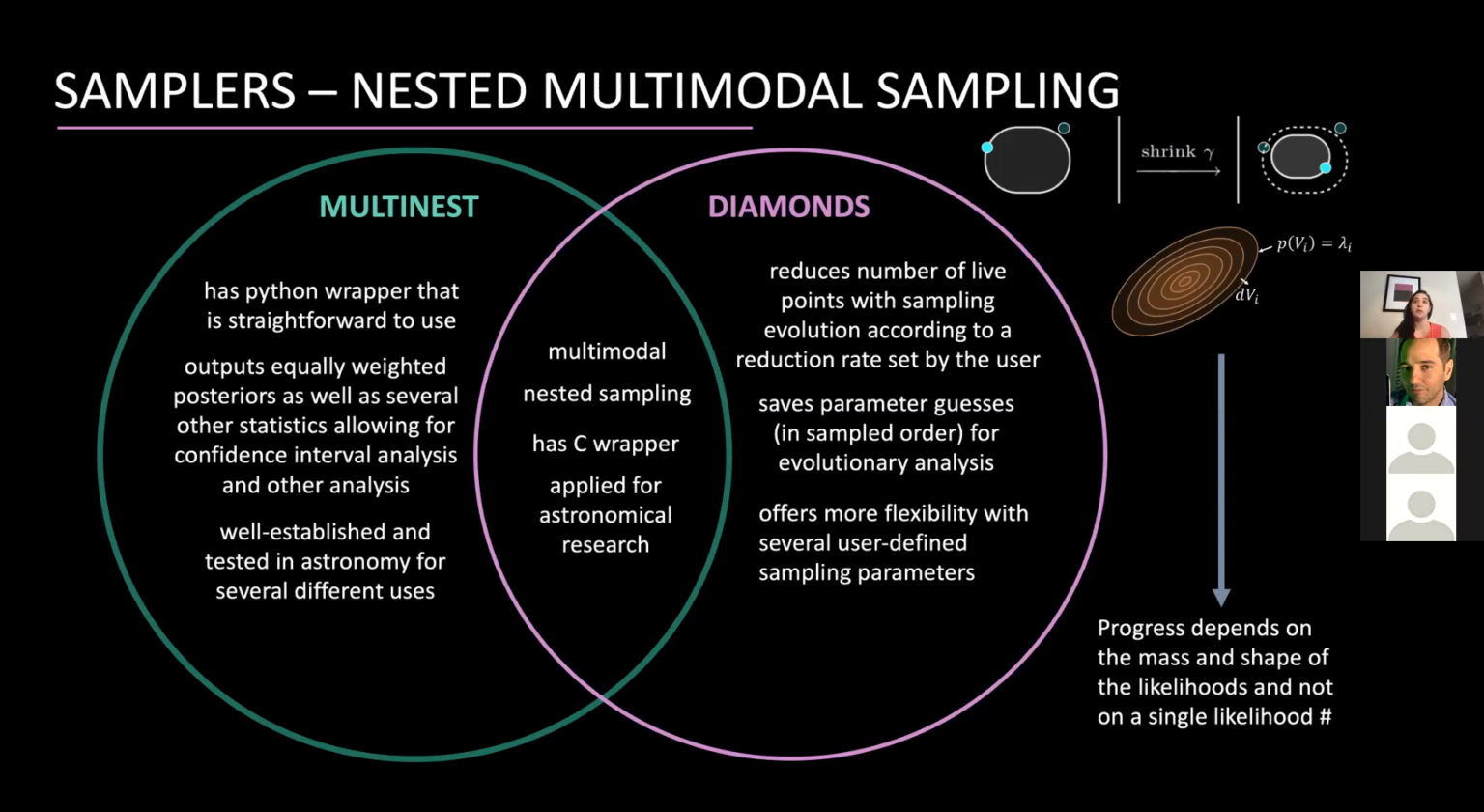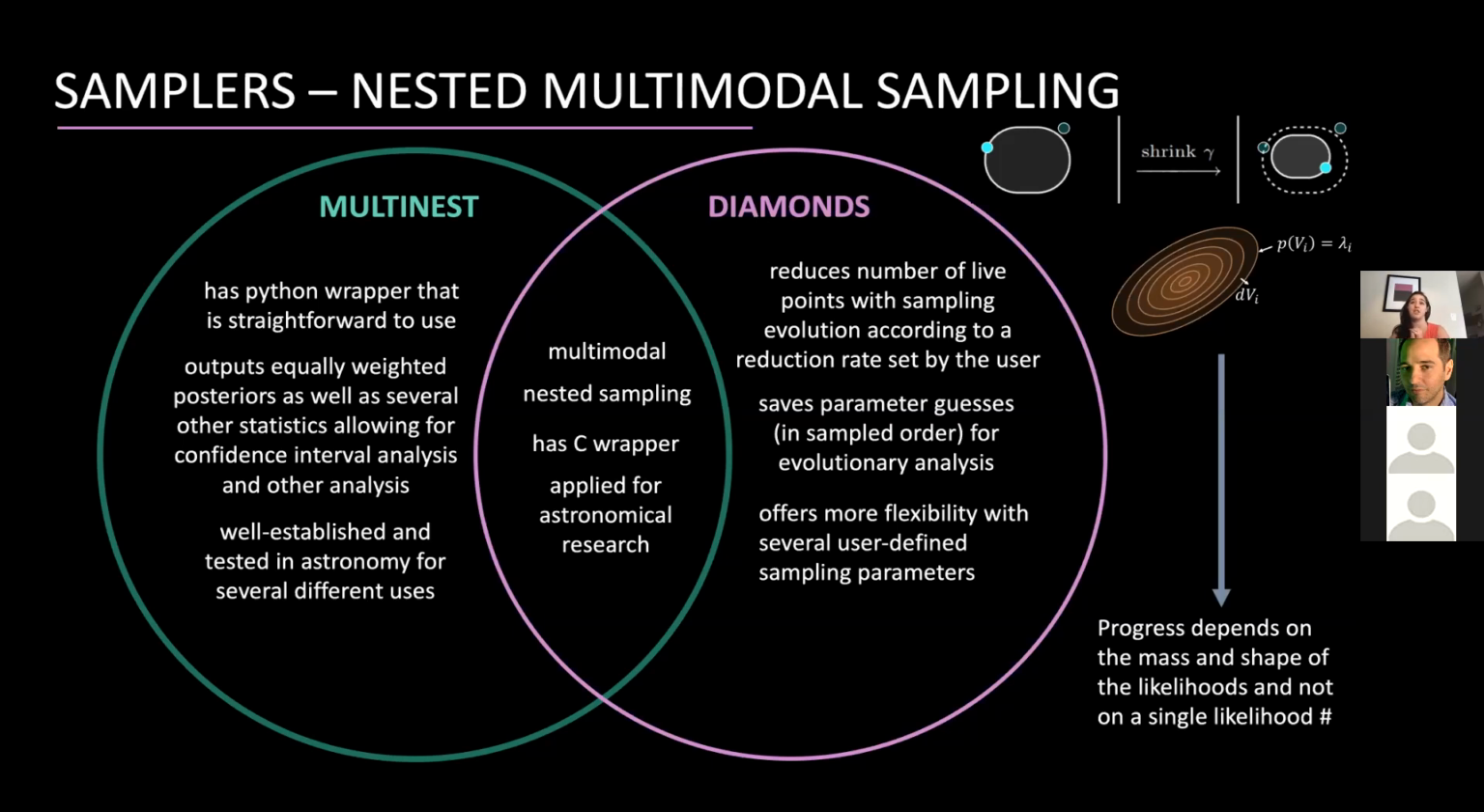And some comparisons between MULTINEST and DIAMONDS, I have written them down here, but I will just do a little overview. MULTINEST actually gives us a lot of backwards analysis of the sampler. It outputs equally weighted posteriors as well as several other statistics that allow us to put down confidence intervals and look at other issues that the sampler might have run into. And MULTINEST is well established and tested in astronomy for several different uses, and there are several different papers that use MULTINEST, including for exoplanetary retrievals.